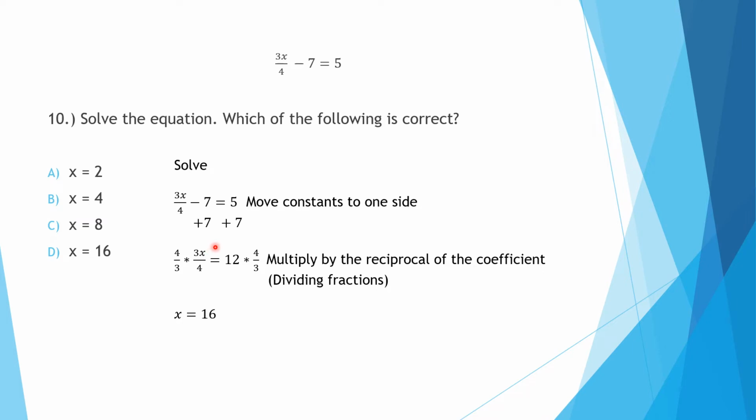In order to do that, we will multiply by the reciprocal. Notice that when I multiply 4/3 across 3/4, the 4's cancel out top and bottom, and the 3's cancel out top and bottom, leaving me with only x. When multiplying 12 by 4/3, I like to do the division part first. 12 divided by 3 is 4, and 4 times 4 is 16.